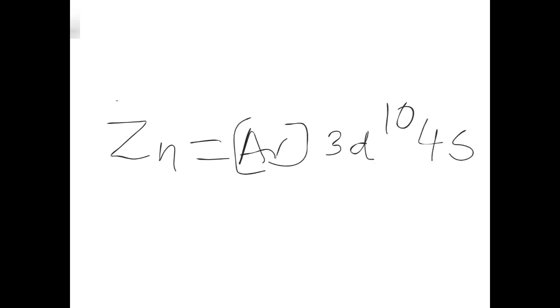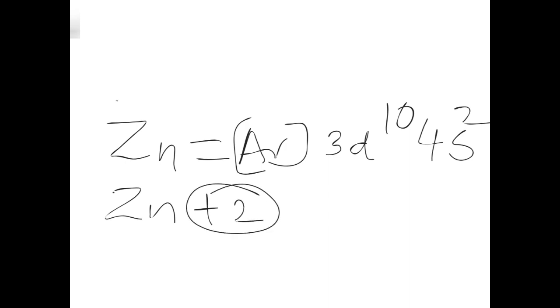The electronic configuration of the outer orbitals of zinc is argon 3d10 4s2. So what is our definition for transition elements? That is, the elements which have incompletely filled d orbitals in their ground state or in any one of the oxidation states. So zinc has a +2 oxidation state.